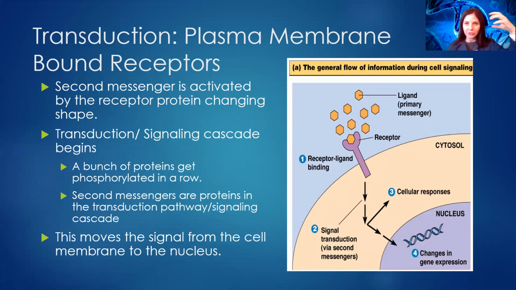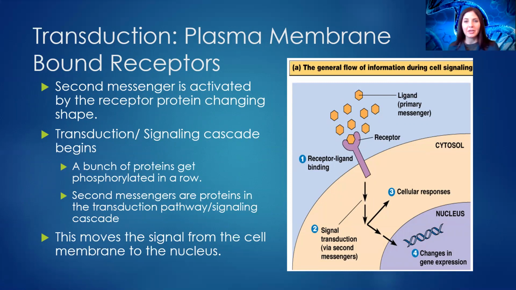So we have that signaling molecule, it binds with our receiving protein, it causes a conformational change. Now that conformational change will then activate a secondary messenger. That secondary messenger will then perform a function, which might be creating cyclic AMP.